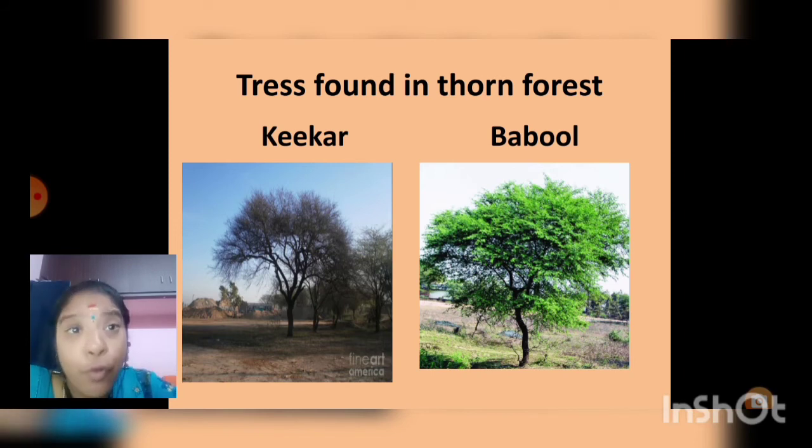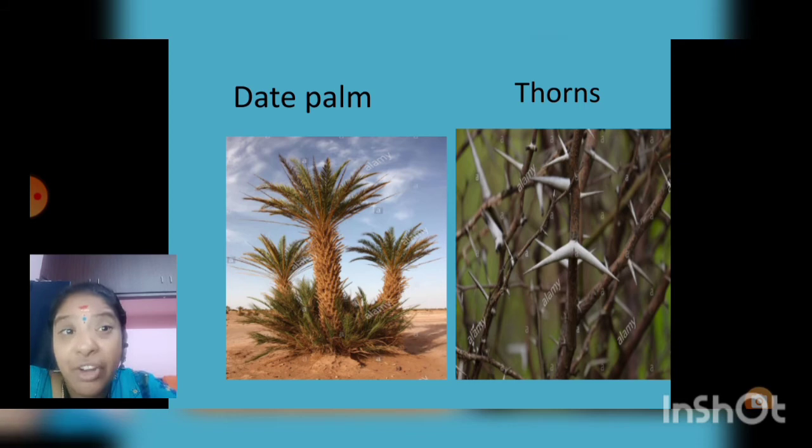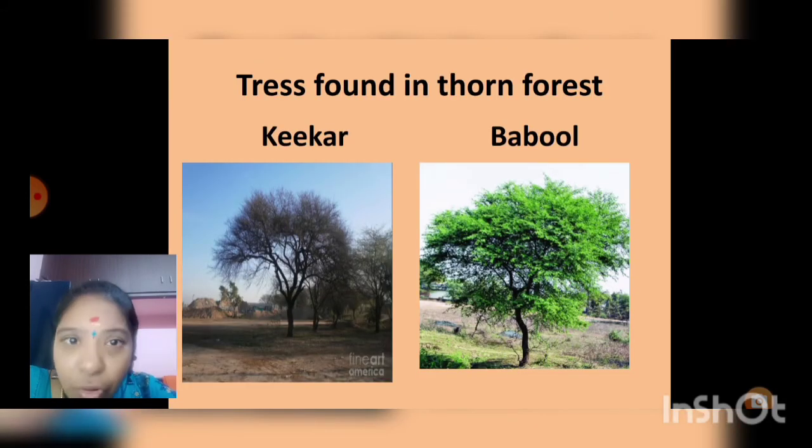Trees found in thorn forest: kikar, babul, and the palm tree. We all would have seen the palm tree. This date palm is also found in thorn forest. These are called thorns. What is meant by thorns? The sharp edges. This is known as thorns. In the rose plant also you can see these thorns. So these types of things you can see in thorn forest.